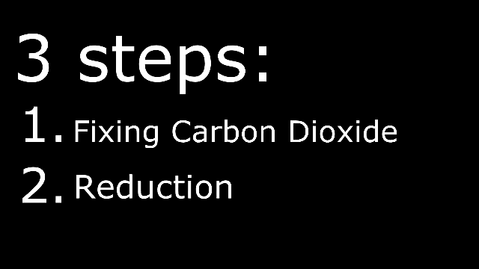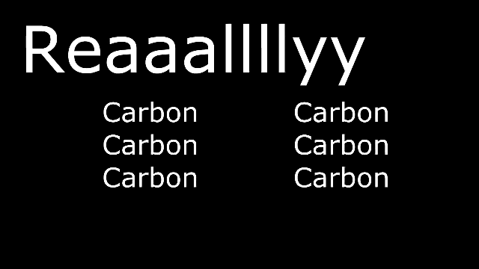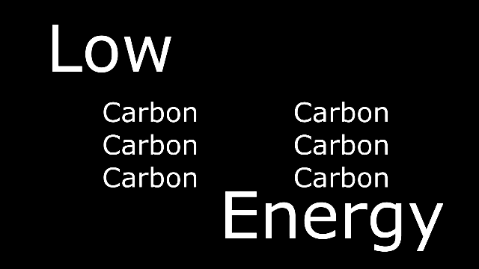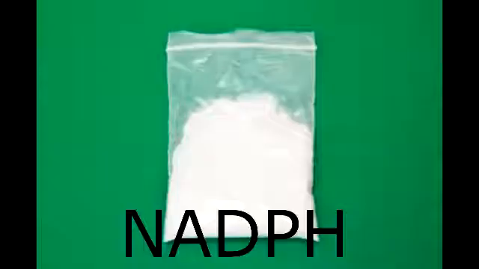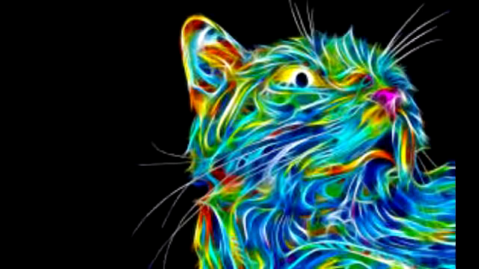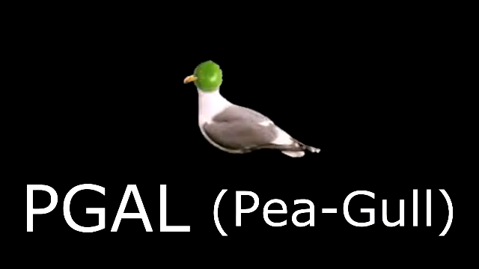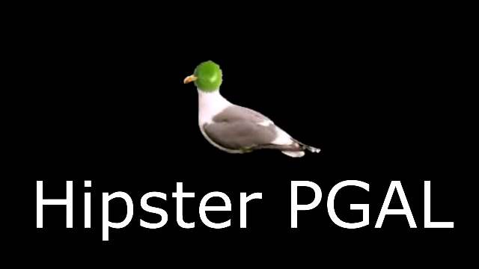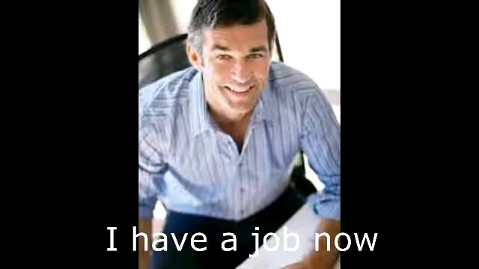Second is reduction. The 3-carbon chains are stable, sure, but they are really bored and low energy, so they get their energy levels up. They use a bit of ATP and NADPH, and that really gets their energy pumping. So much that they turn into molecules called PGAL. Some of these PGAL might leave the mainstream and be turned into glucose. They're like bad kids, turning into adults. The rest of the PGAL move on to the final stage.